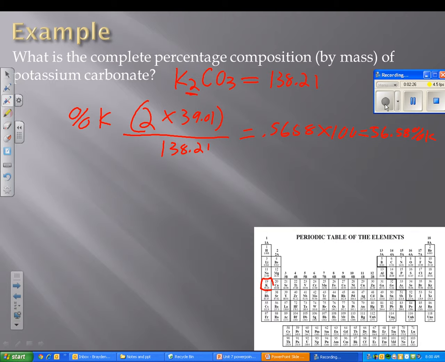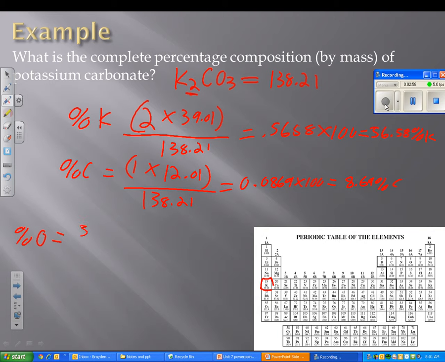This looks like a long problem. It's really not that bad. So let's go to the next element, which is going to be percent of carbon. There's 1 carbon atom. The molar mass of carbon is 12.01. So that's your part. Divide it by the whole, 138.21. That will give you 0.0869. Times that by 100, and that gives you 8.69% carbon.